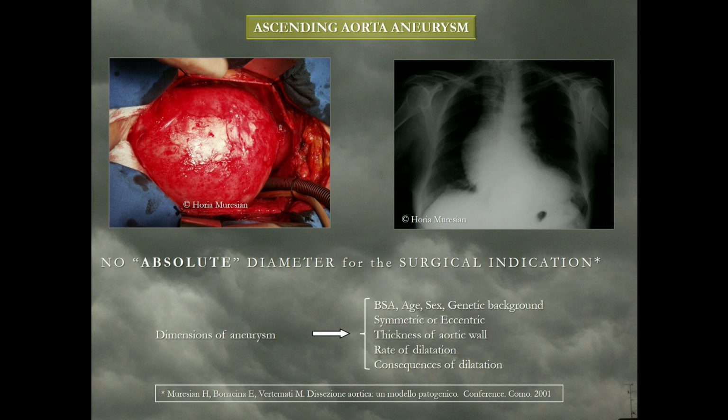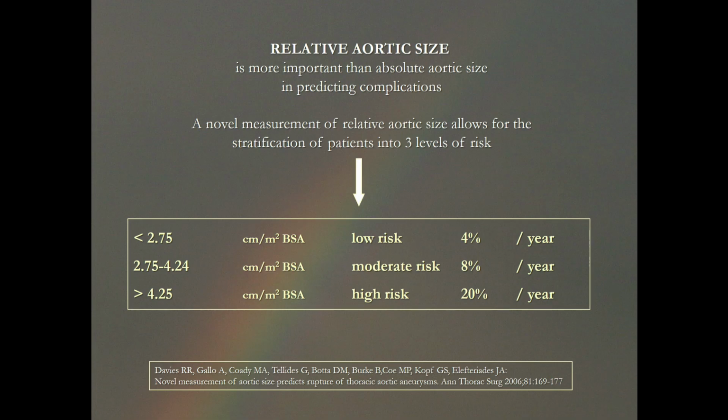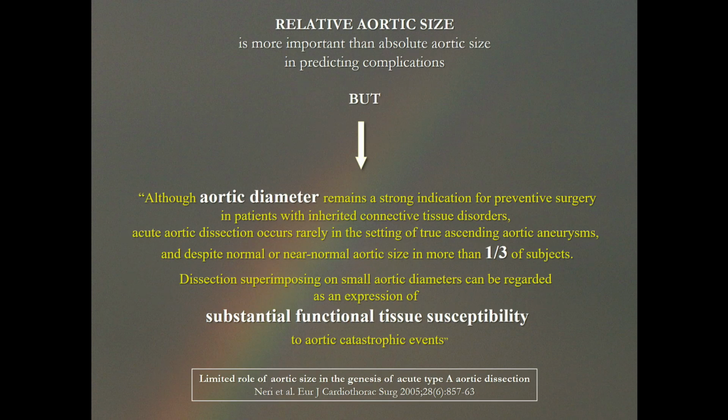A few words regarding the ascending aorta aneurysm. It is worthwhile to consider additional elements in the clinical picture besides the diameter of the aorta. For example, the body surface area, age, sex, genetic background, thickness of the aortic wall, the shape of the aneurysm, and the rate and consequences of dilatation. Not least, the relative aortic size predicts better the risks of complication as compared to the absolute diameter of the aorta. However, in about 1/3 of individuals, dissection can develop on small diameter aortas, reflecting an increased tissue susceptibility to dissection.